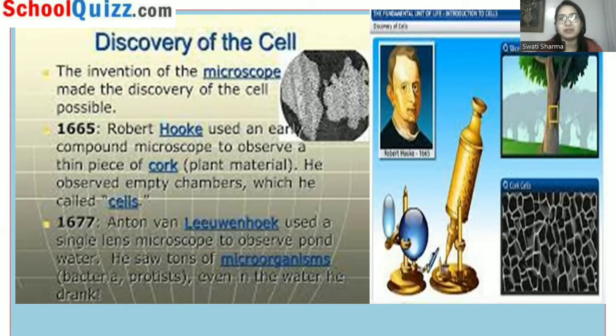So in whatever water we are drinking, a variety of microorganisms are found, and because of that many times we fall sick from drinking that water. Hence it is said that we should always purify the water before drinking, or at the very least we should boil the water before drinking.